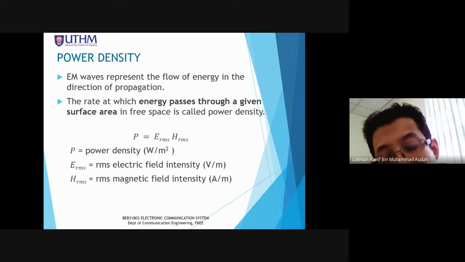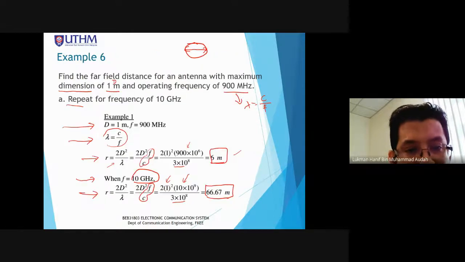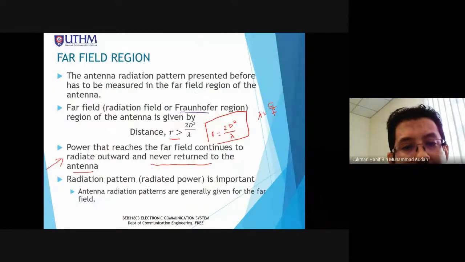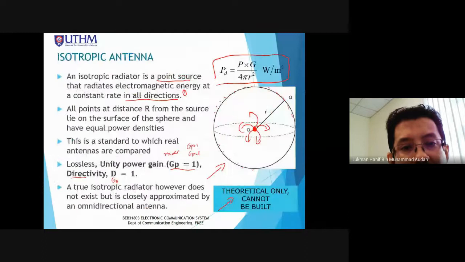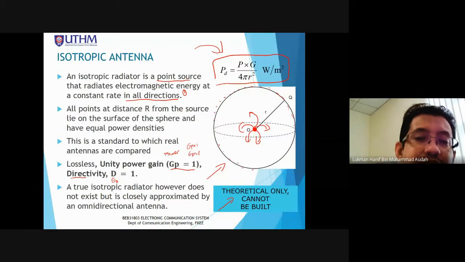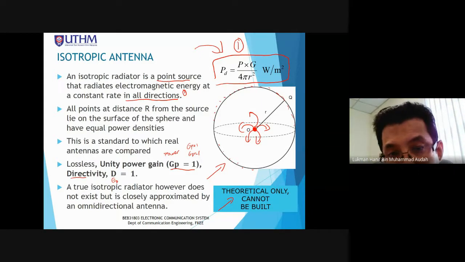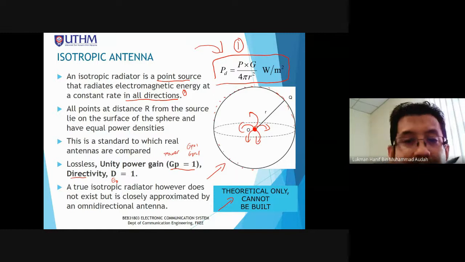Kemudian power density. Okey, tadi kita dah lihat power density, dia punya persamaan yang ini, saya flashback sekejap. Power density tadi kita dah lihat dia punya equation yang ini, yang atas ni. Power times gain divided with 4 pi r square. So this is actually the first equation for the power density. Nampak? Yang pertama.